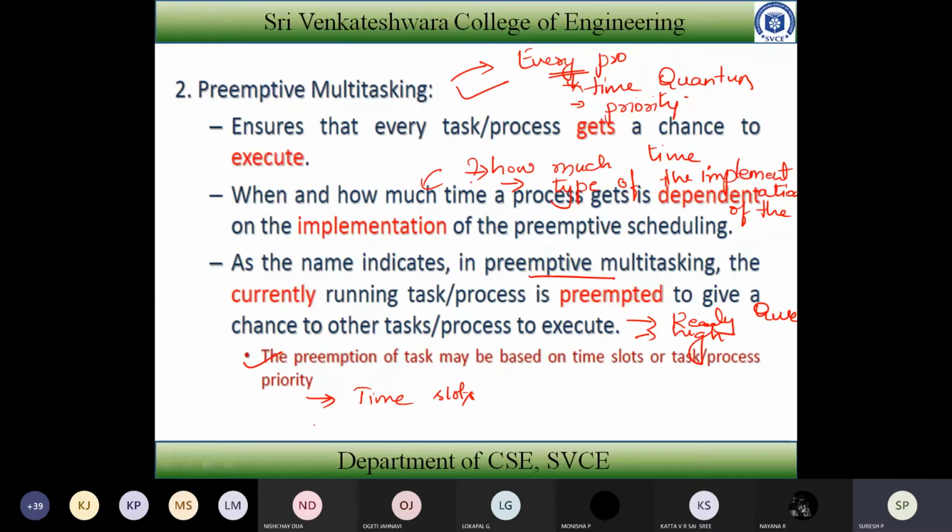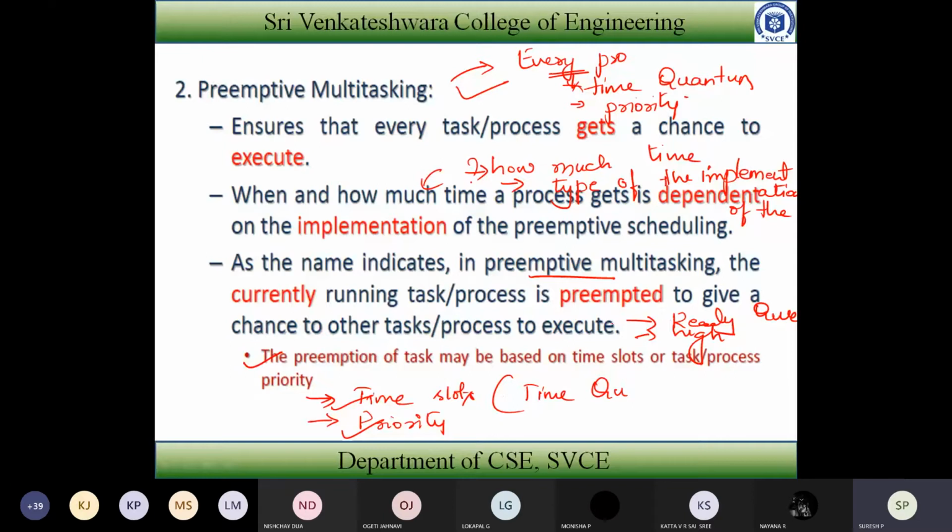Another one is your time quantum, depending upon the time slots you have. The other is your priority. These are the two methods or scenarios where you make use of preemption. One is depending upon the time slots, you preempt the task. Second is if your process has the priority, then that particular process is given the chance to execute. That is the explanation for preemptive multitasking.